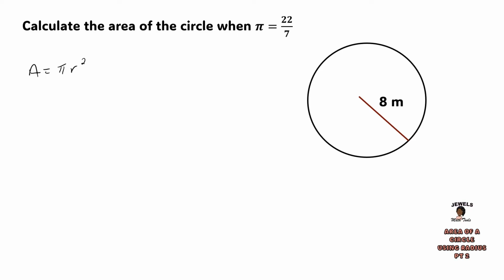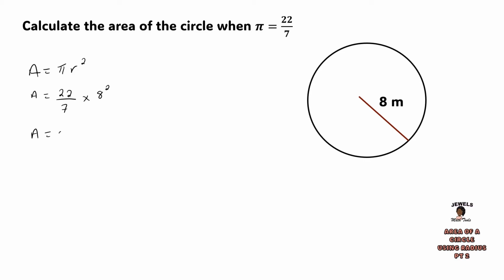And as always, we begin by writing out our formula. Then next, we're going to apply our rules for substitution. So for this question, our pi is 22/7, and that is being multiplied to our radius of 8 meters, which is being squared. So we're going to work out our 8 meters first, and then we'll dive into simplifying our fraction.